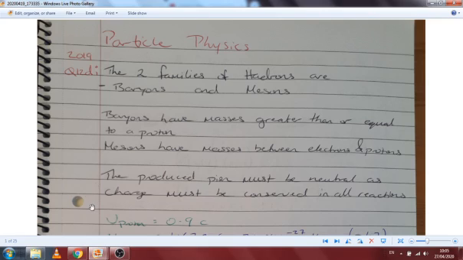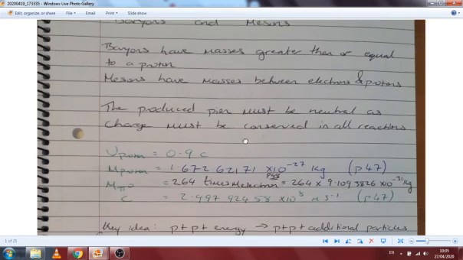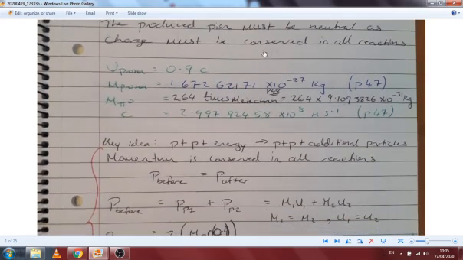So then they ask about a pion produced in a reaction, and a pion must be produced as charge must be conserved in all reactions, so the pion being neutral will help conserve your charge. Then they move into a calculation question.